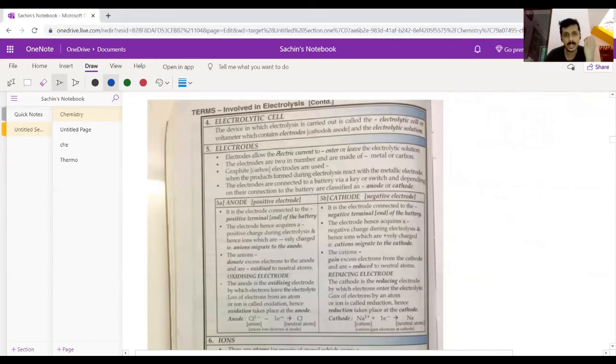Let's see now what an electrolytic cell is. It's a device where you have an electrolyte, that is an electrolyte solution or a molten electrolyte. You have electrodes. See, let's take this as the electrolytic cell.